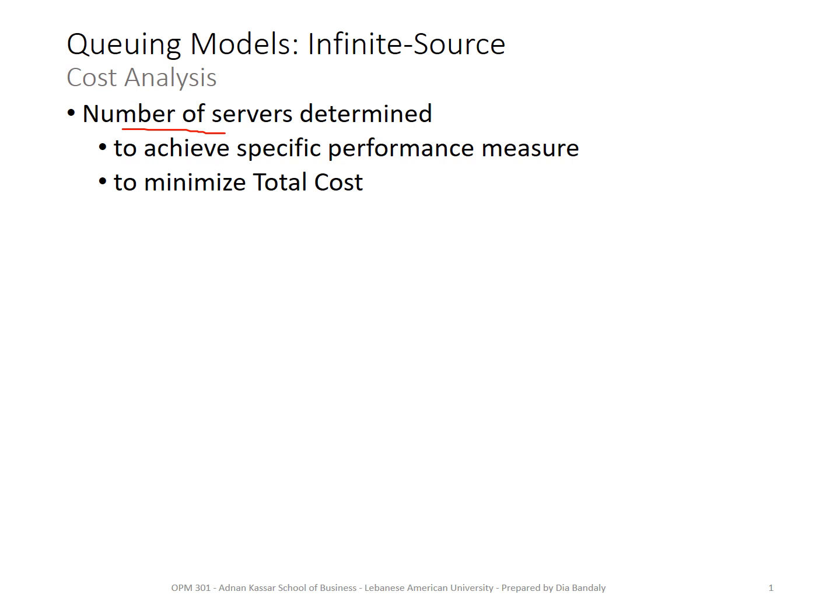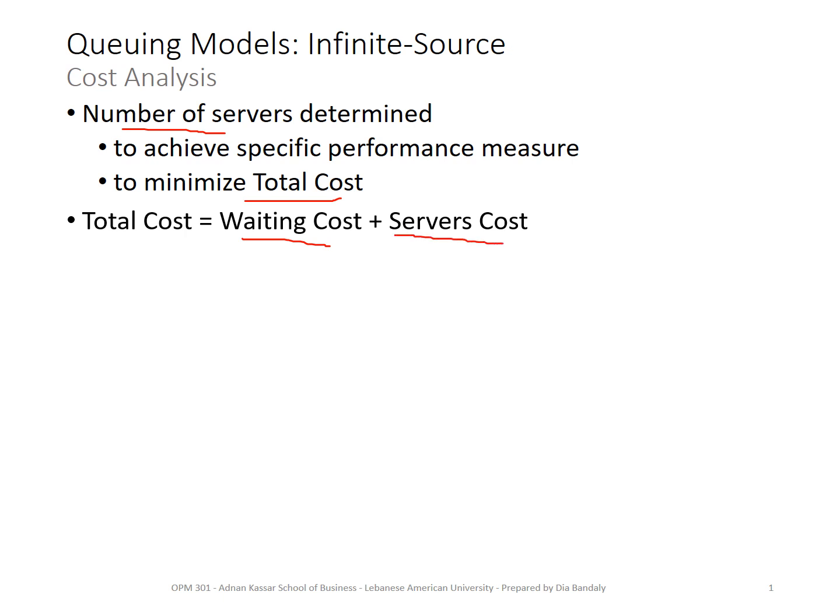However, we can also follow another procedure, or use another approach, which is the total cost approach, where we decide on a number of servers to minimize the total cost. And what is that total cost? We also have mentioned in the introduction that the total costs that are relevant to our waiting line system are two. We have the waiting cost, so how much it costs you to let your customers wait, and we have the server cost. Mathematically, we can show that like that.